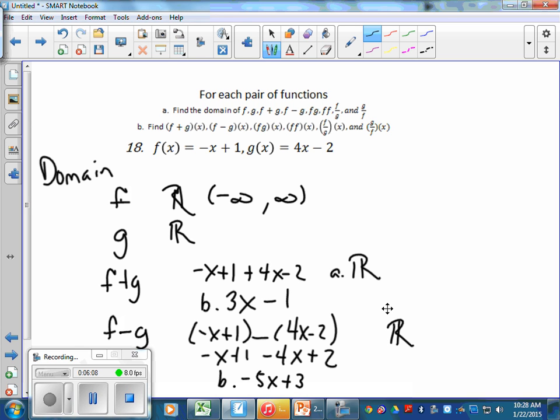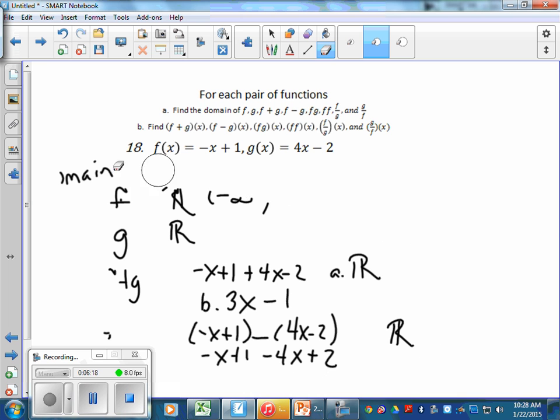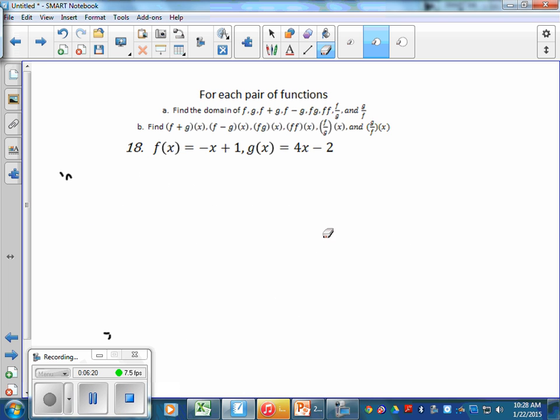All right, so now I've got to do f times g. So let me erase this, and I'll keep on going. You may need to pause it and make sure you get these examples written down. All right, f times g will be negative x plus 1 times 4x minus 2.